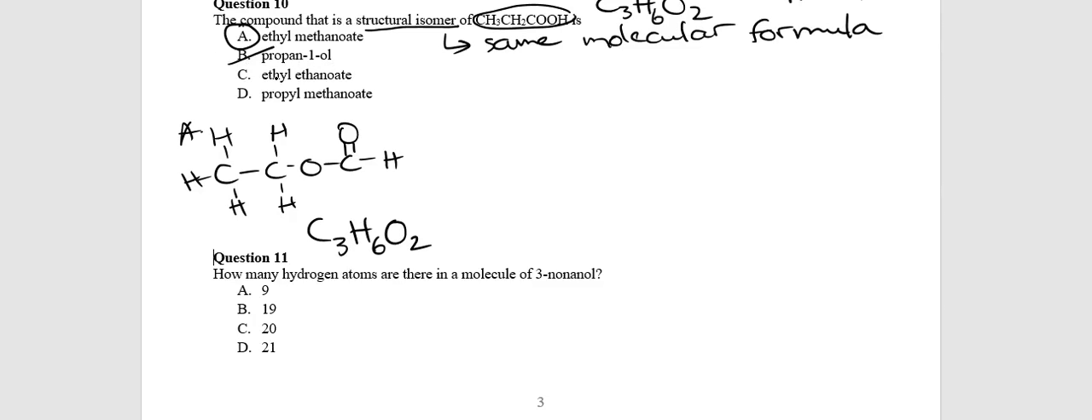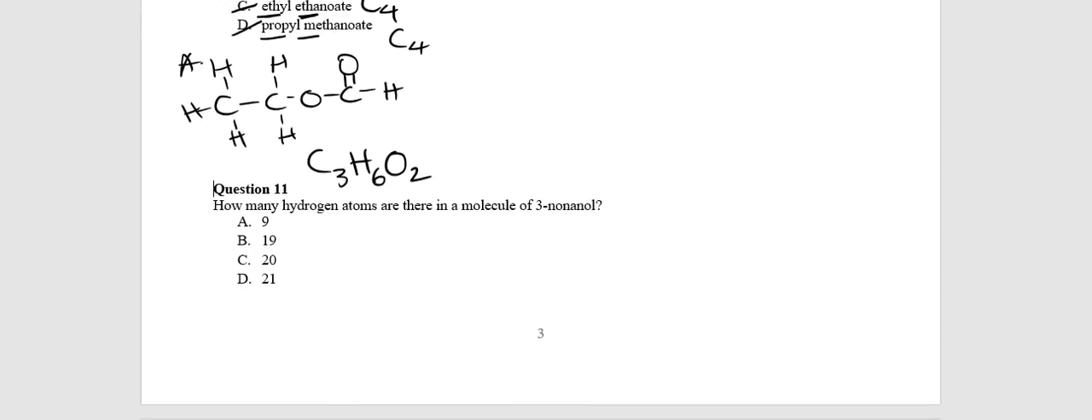You need two. Ethyl ethanoate: you get better at this with practice, but ethyl ethanoate gives you a total of 4 carbon, so that can't do. Propyl methanoate also gives you 4 carbon in total, so that doesn't work. So A is the answer. And we are moving on to 11.